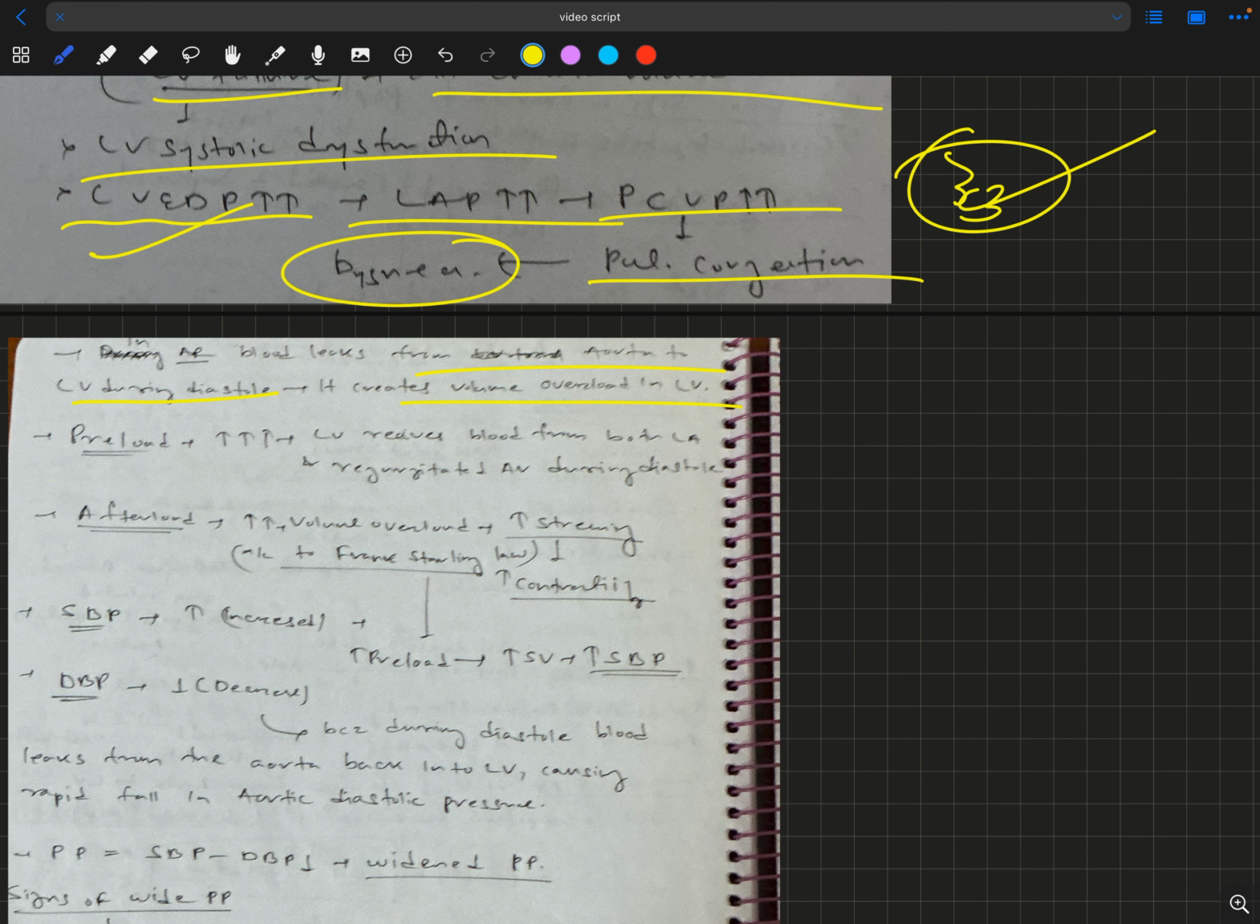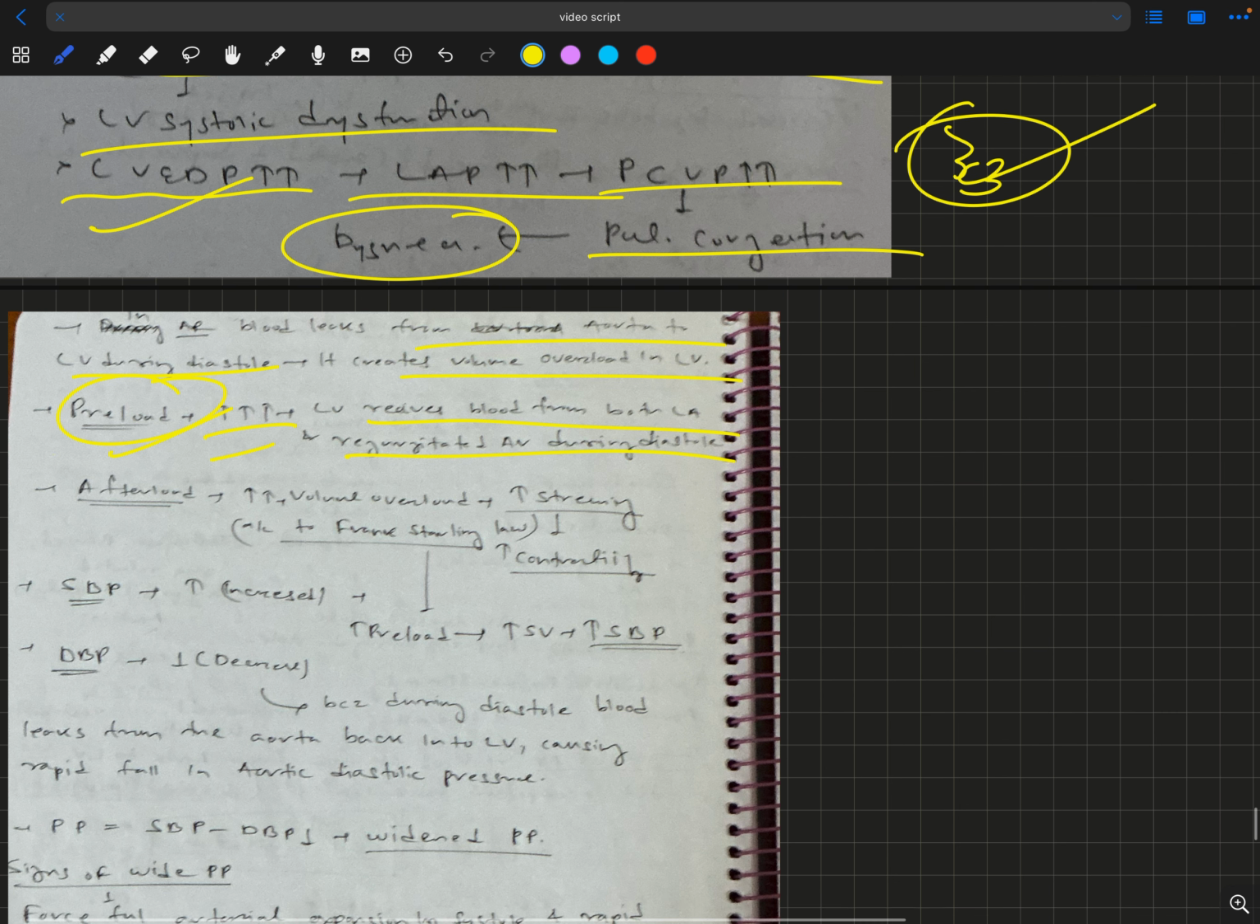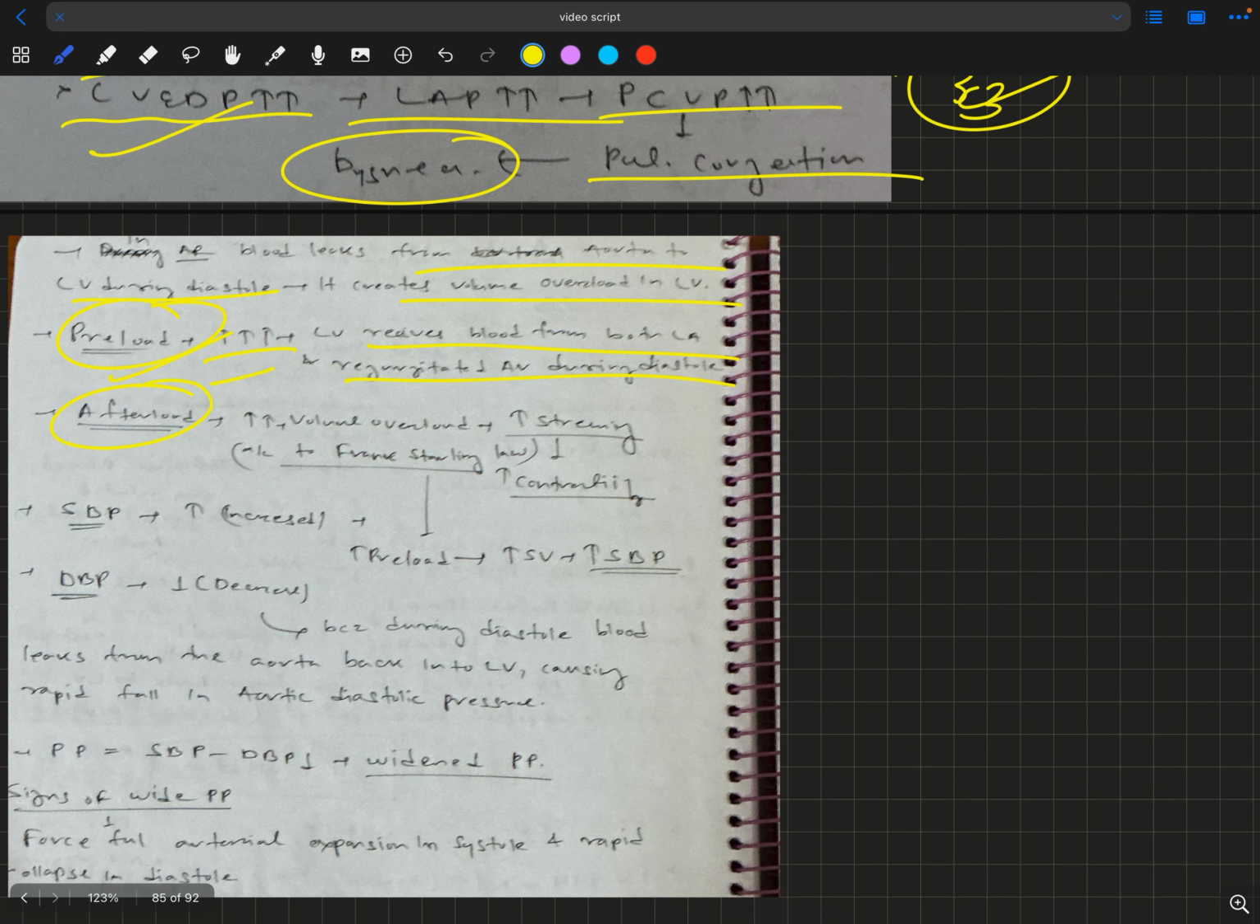It creates a volume overload inside the left ventricle. So there will be an increase in preload. Preload is increased: the LV receives blood from both the LA, which is normal, and the diastolic leak from the regurgitant aortic valve during diastole. If the preload is increasing, the afterload is also increasing, because with more blood inside the ventricle, it will pump more. So afterload will also increase due to stretching.